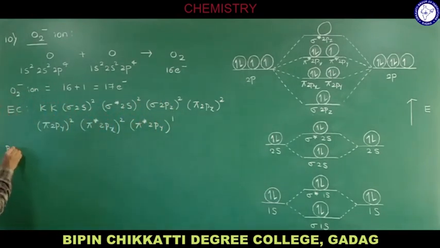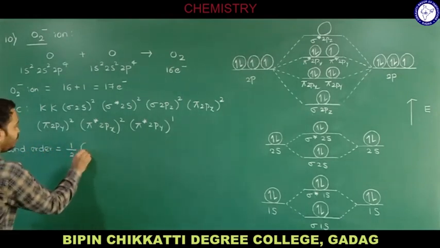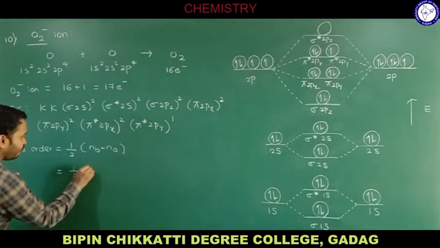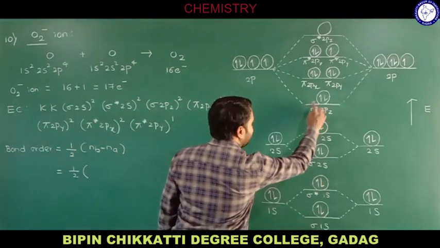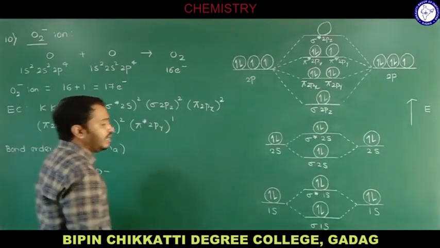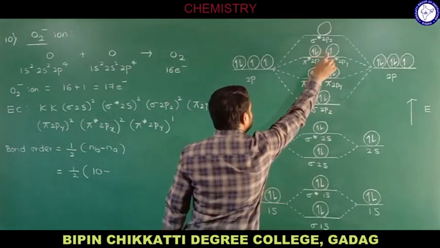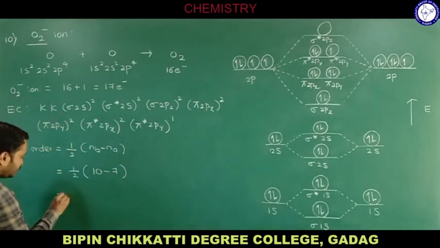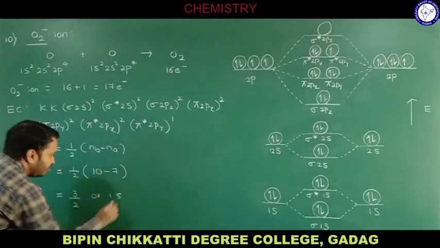Then what about the bond order of this species, which is going to be calculated by the formula 1 by 2 (Nb minus Na)? There are 10 electrons in the bonding molecular orbitals, and in the antibonding orbitals we have 7. So 10 minus 7 is 3, so we get 3 by 2, or I can write 1.5.